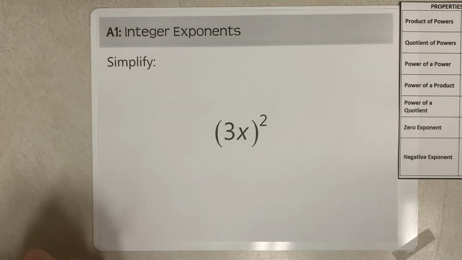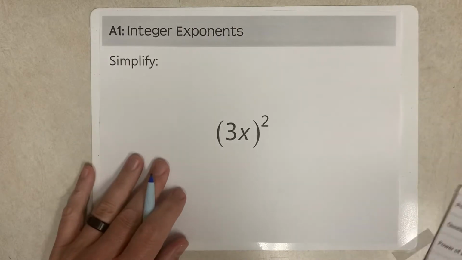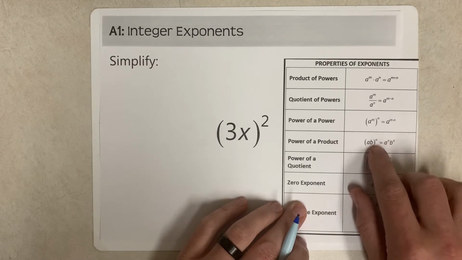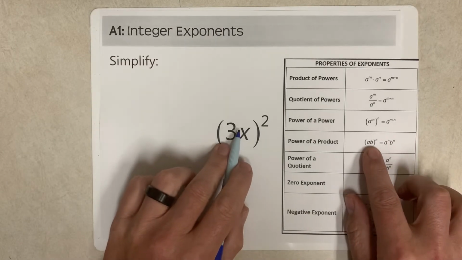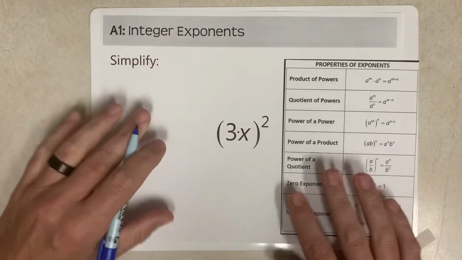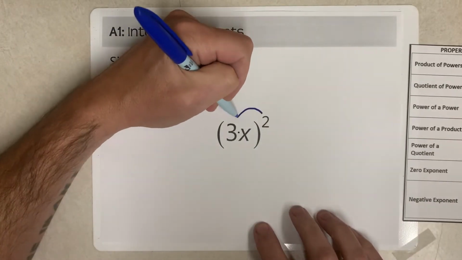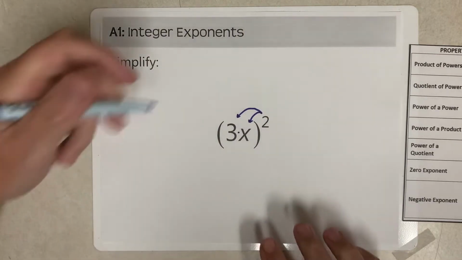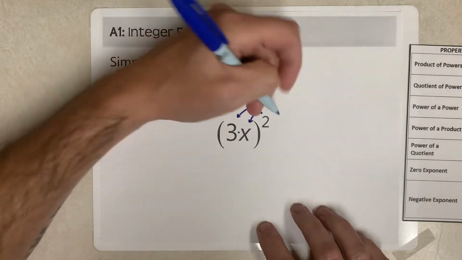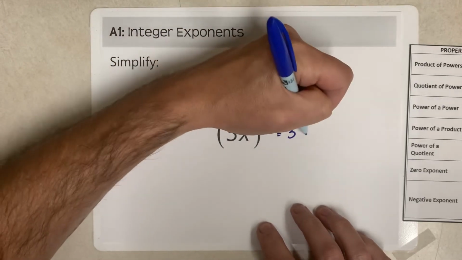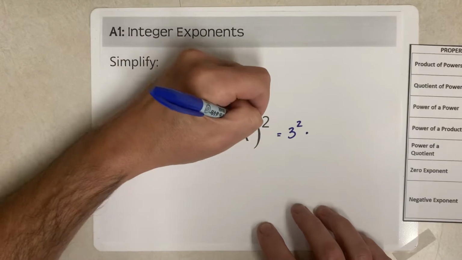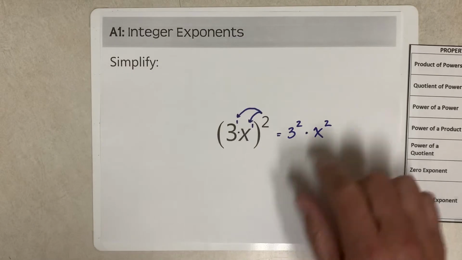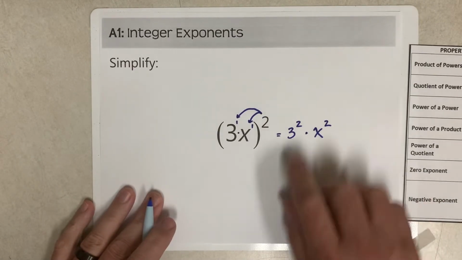Here I have (3x) squared, and now I have our power of a product property that says I can take this exponent and distribute it to everything in the parentheses as long as there's no plus or minus in between them, and there's not. It's multiplication, right? So I can distribute this 2 to both of the exponents in here. Well, both of the exponents are 1s. So now 2 times 1 is 2. So I'm going to get 3 squared times this exponent here is a 1. 2 times 1 is 2, x squared. The only thing I can do with this now is just actually take the 3 squared and turn it into 9.